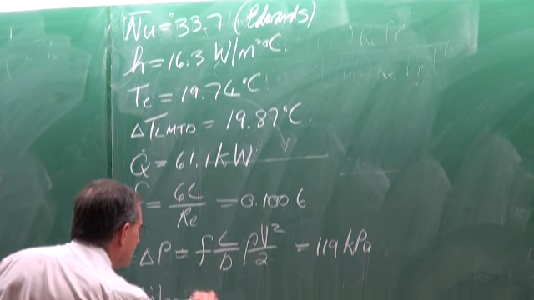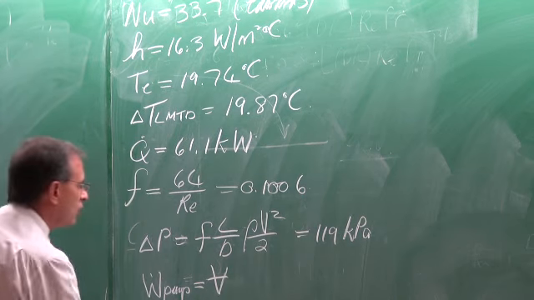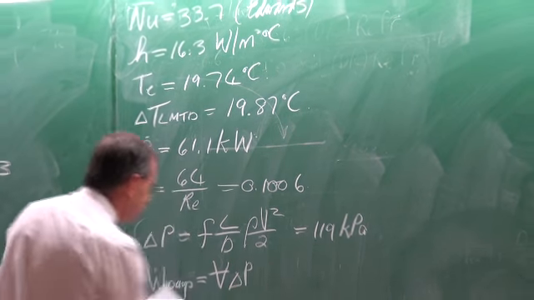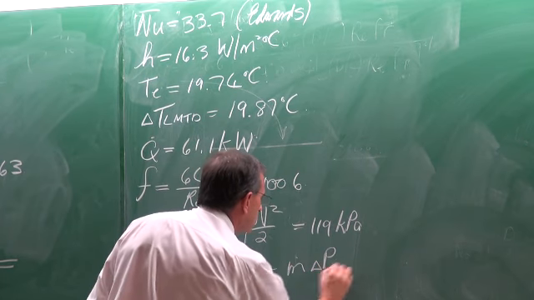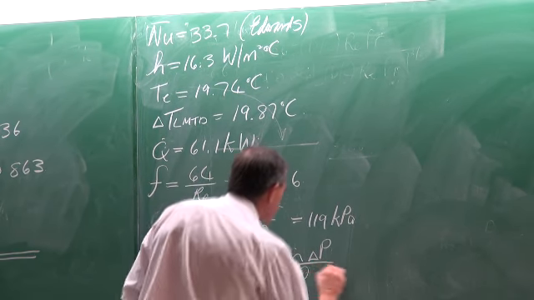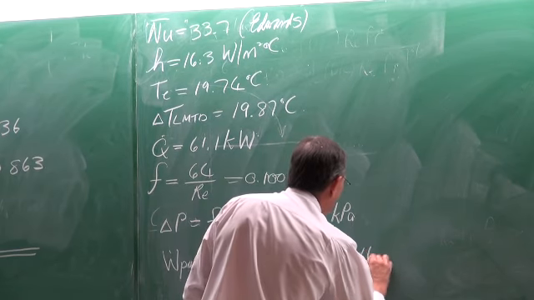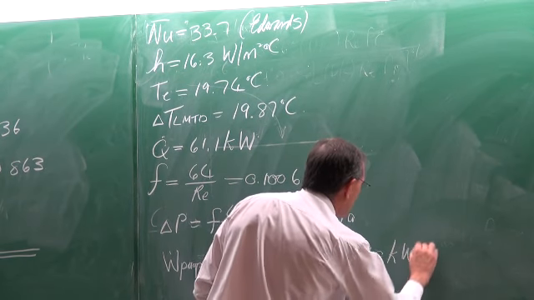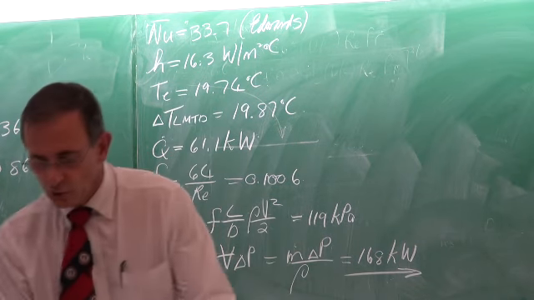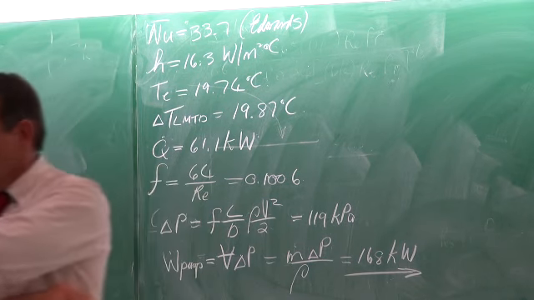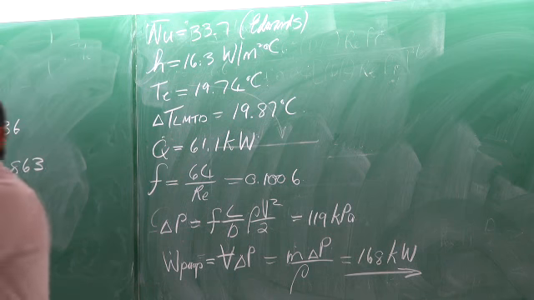And the pump work from fluid mechanics is the volume flow rate multiplied by the pressure drop, or you can write it as the mass flow rate multiplied by the pressure drop divided by the density. And if you can calculate it, it is 168 kilowatts that you will need to pump the oil for 200 meters at a velocity of 2 meters per second.